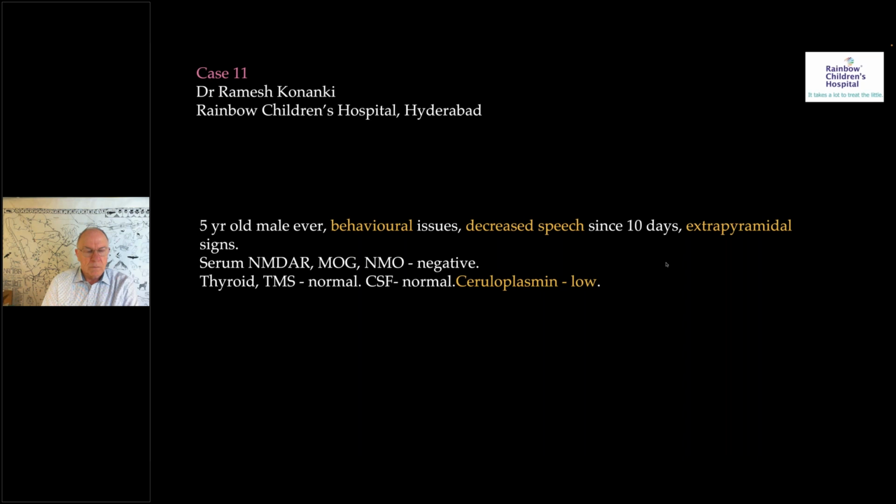So clinically, we were suspecting autoimmune encephalitis, and an outside MRI scan was done, which was suggestive of basal ganglia involvement. So we sent the serum NMDA, MOG, and NMO. We didn't have the option to send the basal ganglia encephalitis panel because it is not available here. He was given a course of steroids and rituximab, but this child was not responding to the course. Usually we see a good improvement in these children.